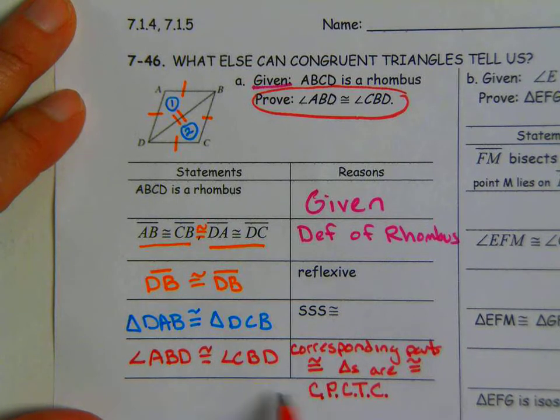And that's actually accepted in mathematics. People will know what you're talking about if you put CPCTC. But if you can't remember that, just write out what it says.